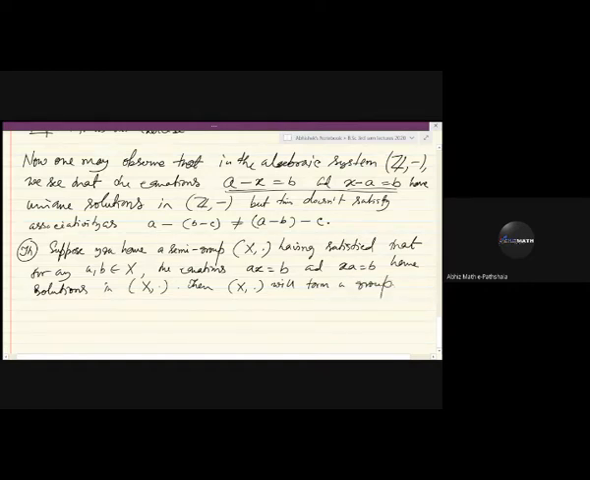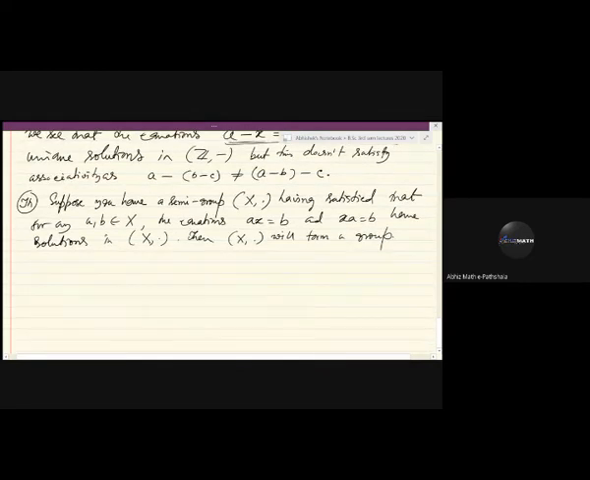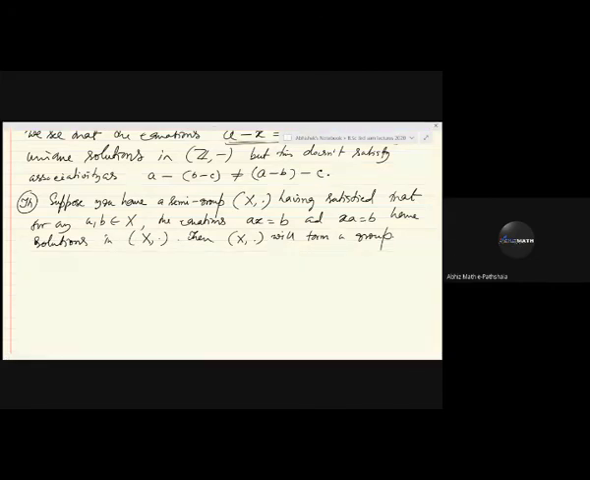This is an interesting observation, that having a semigroup which satisfies this property, that is, the equations ax equal to b and xa equal to b have solutions in X for any a and b belonging to the set, then that algebraic system will turn out to be a group. So how to show this one?